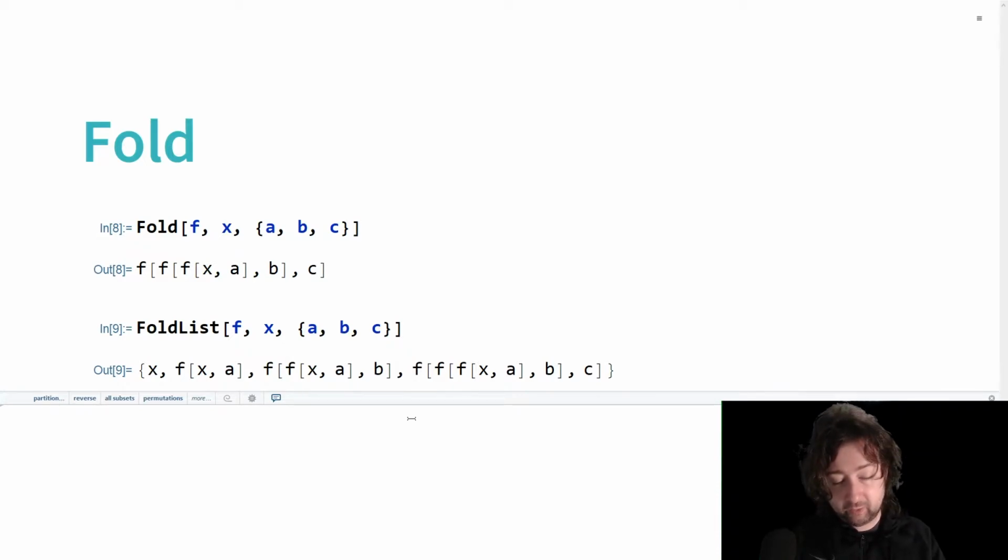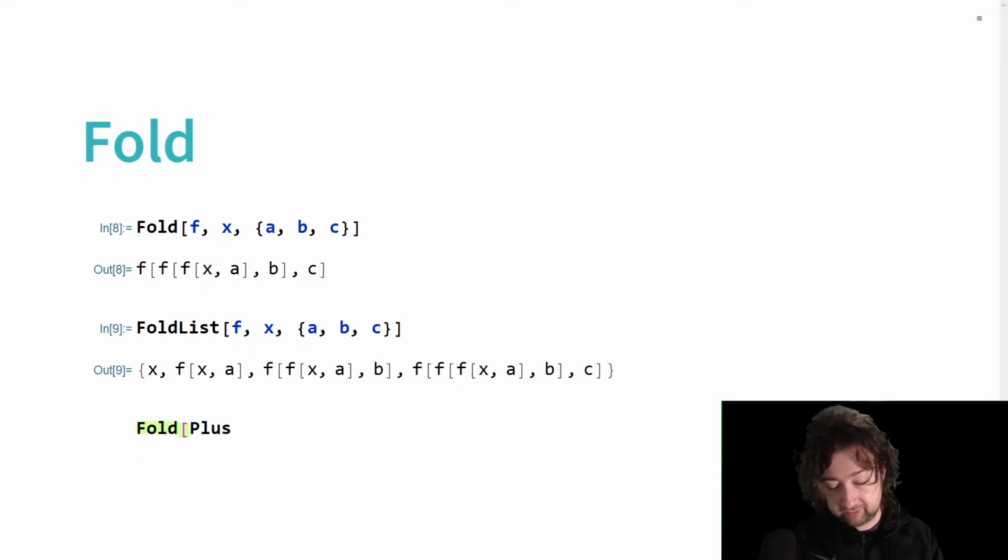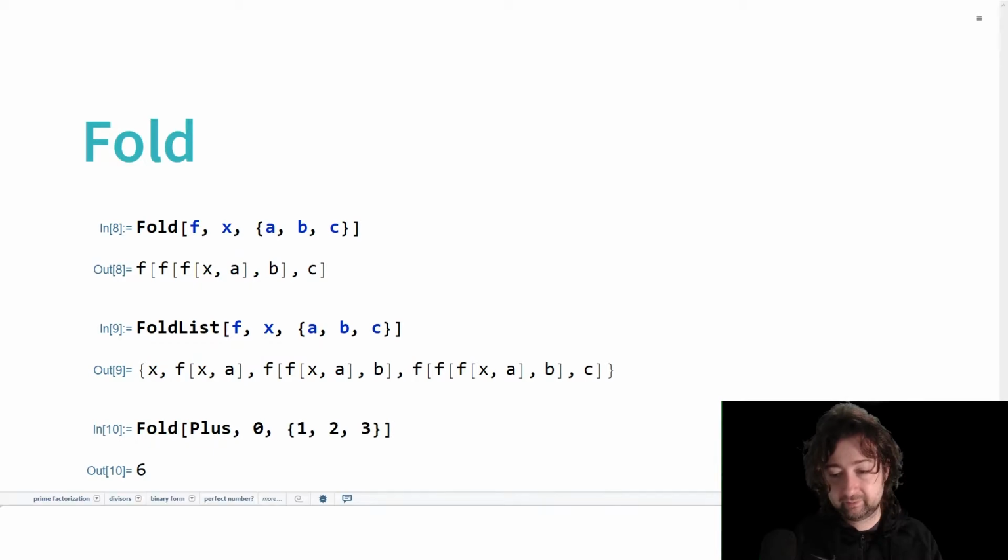One thing it's really good for is producing repeated sums. So you could do something like fold with the plus command, starting with the number 0, I don't know, 1, 2, and 3. So what did that do? Well, let's take a look.